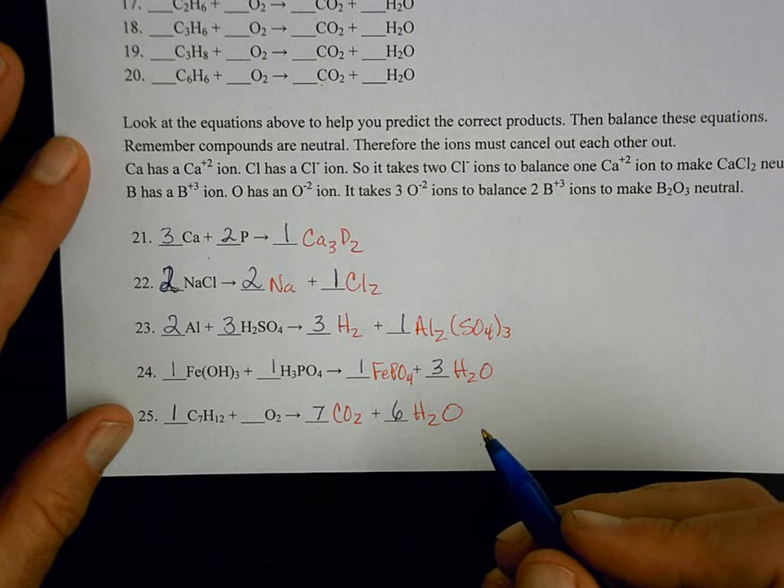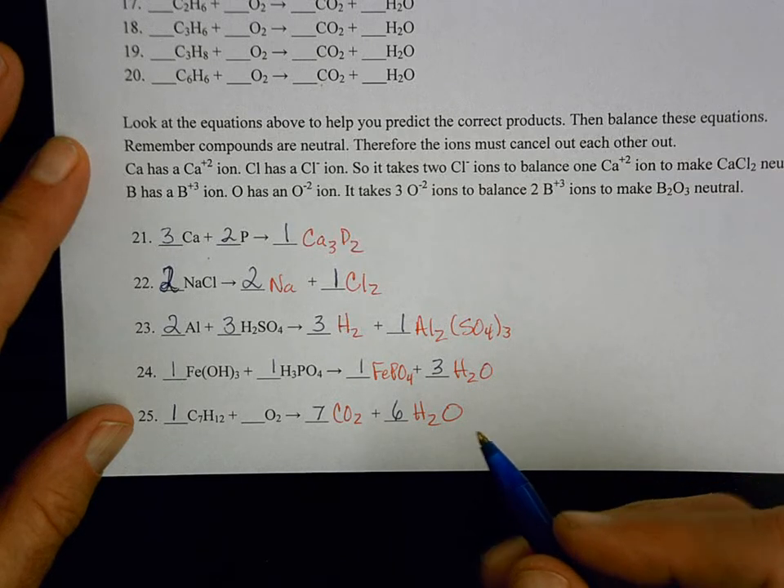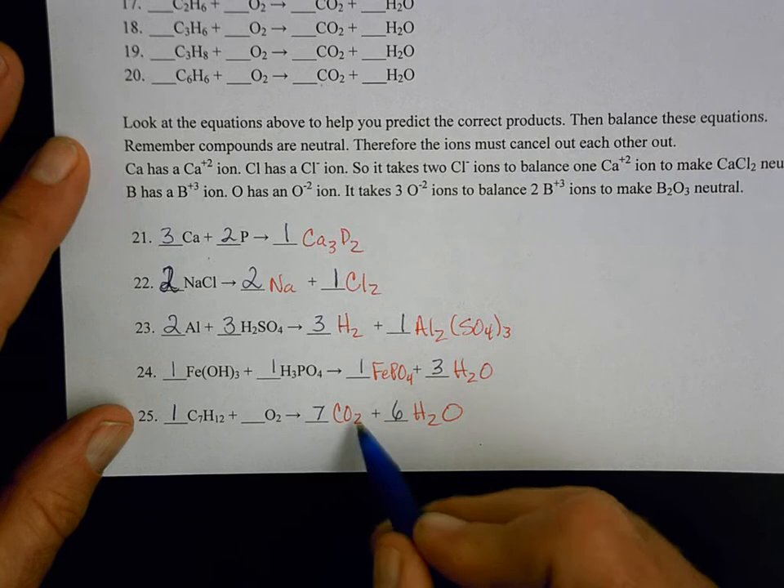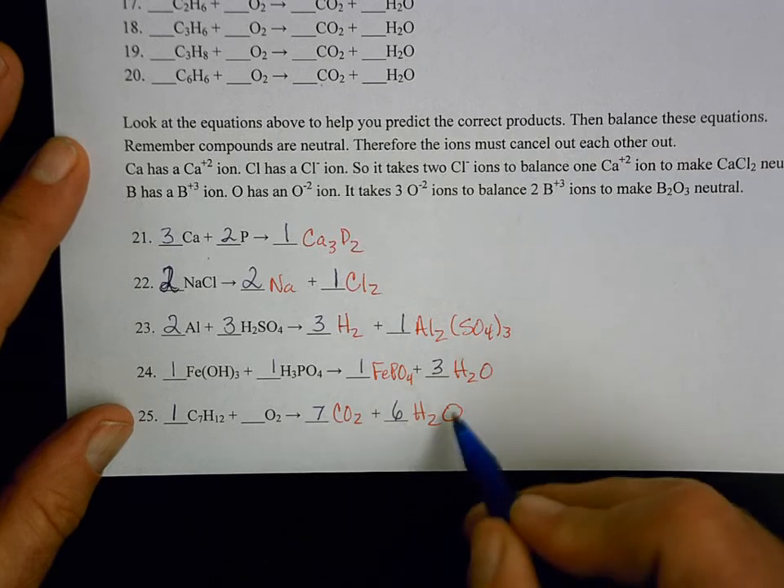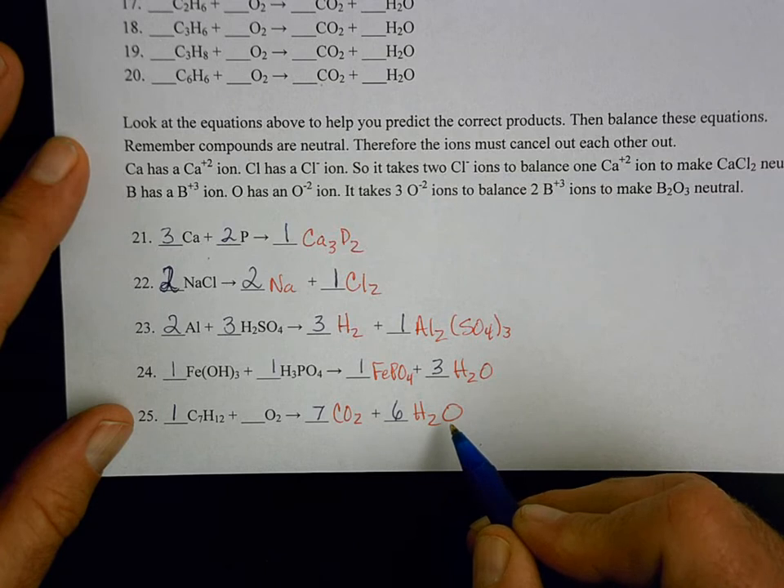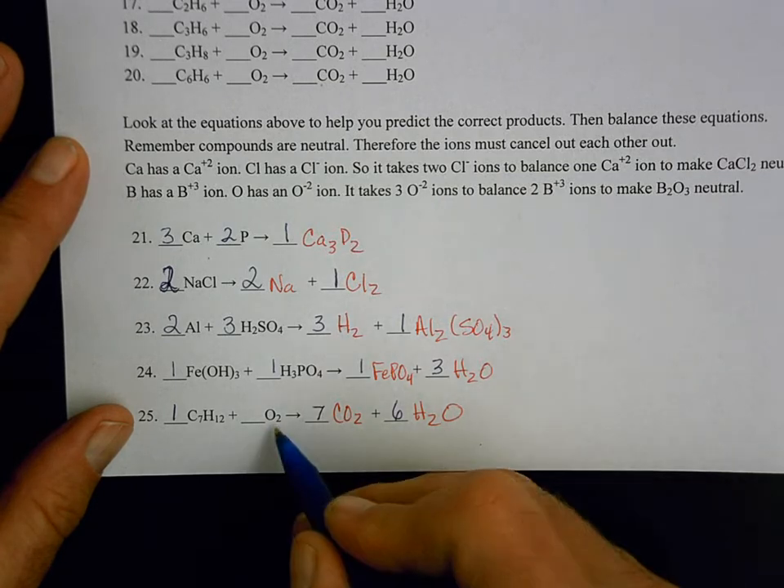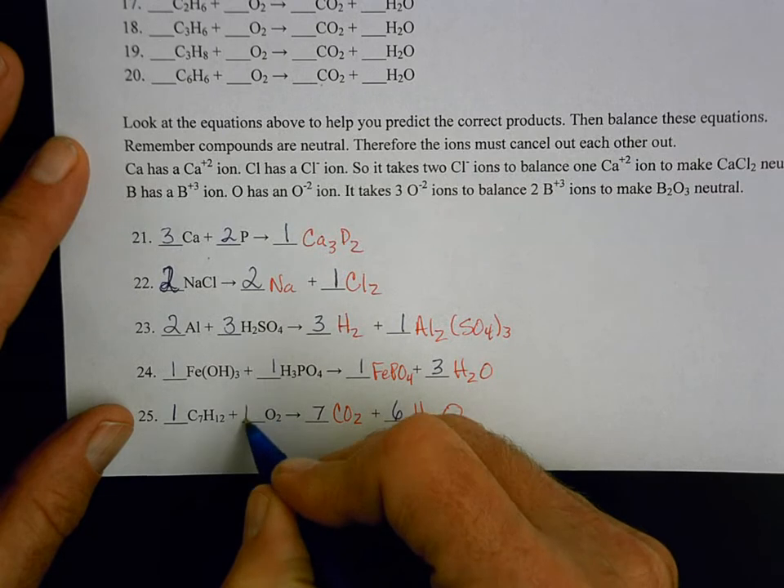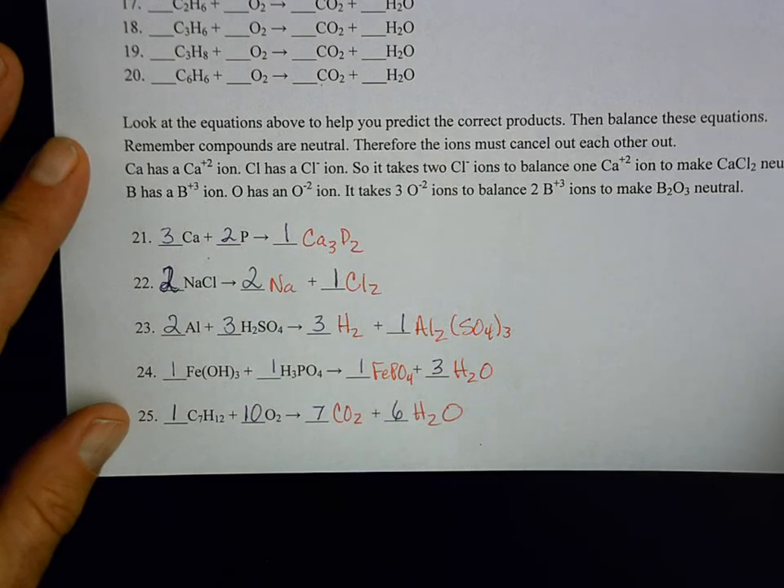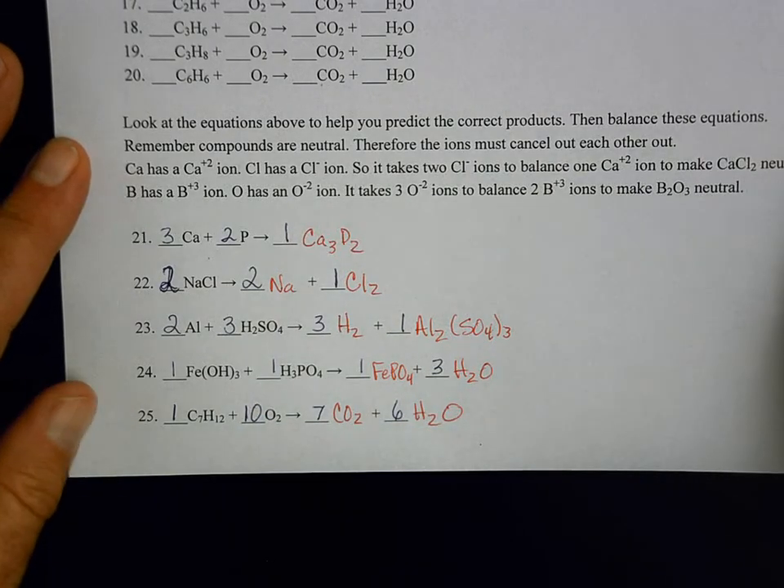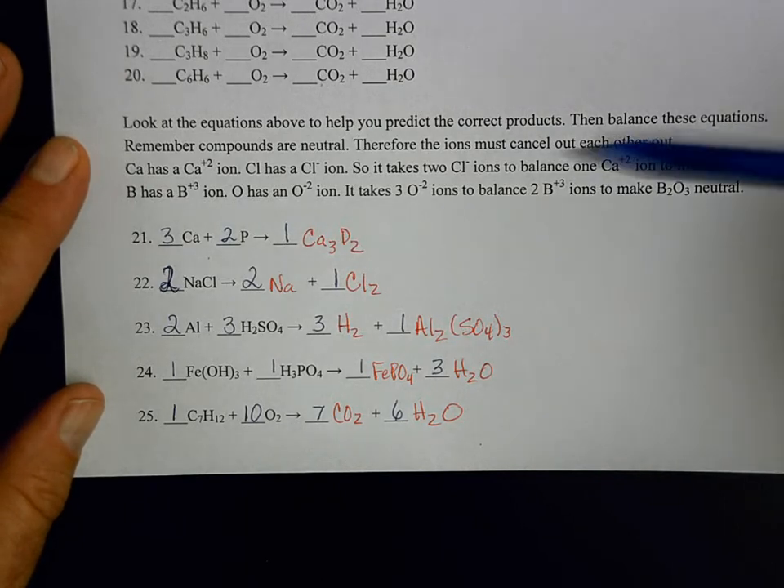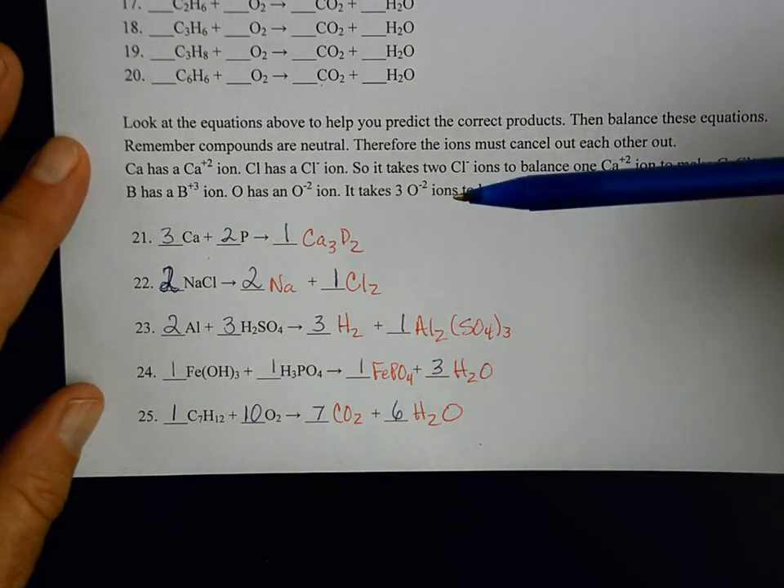And then I always do the oxygen last in these type of equations. Right here I will have 7 times 2, 14 oxygens, plus another 6 oxygens. So 14 and 6 gives me 20. 20 will be 10 times 2. And so that is the idea behind balancing these equations. So that's the first thing we covered.